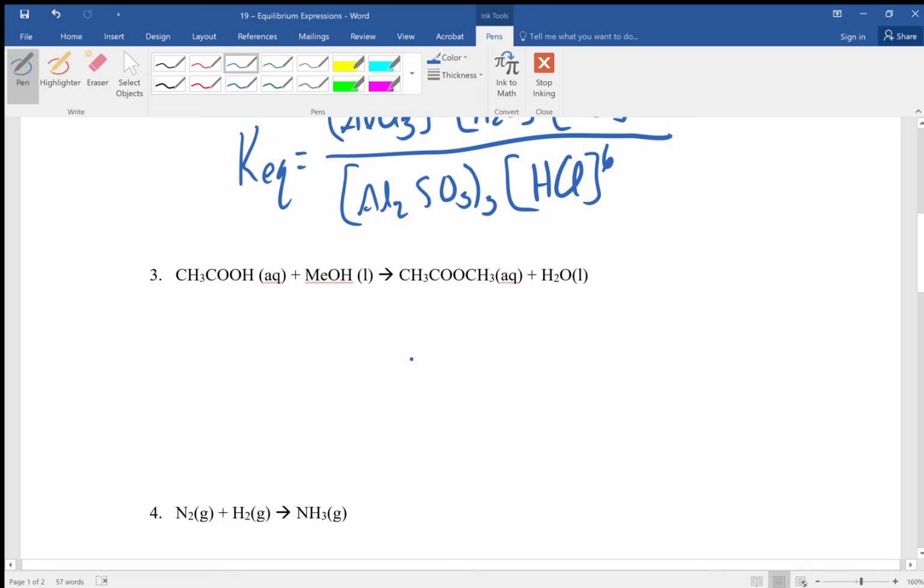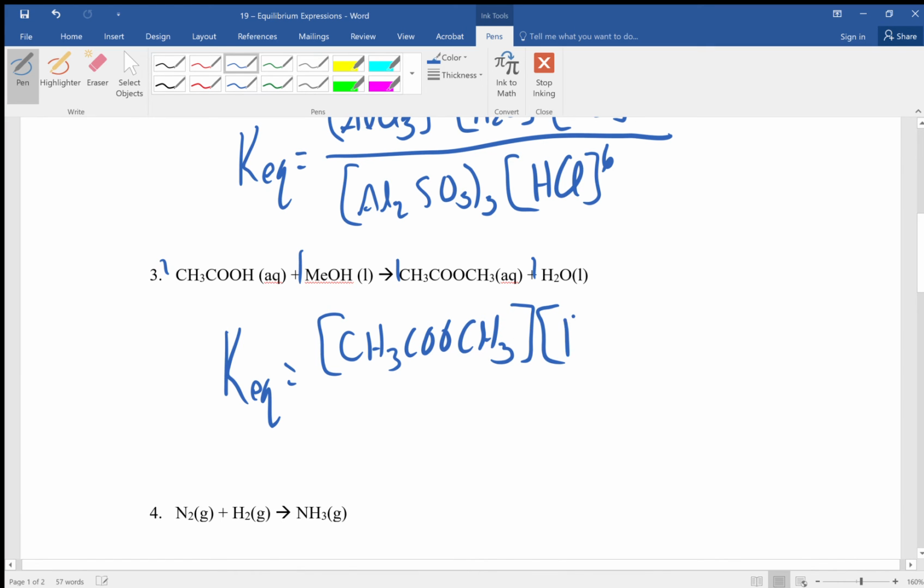Part C, this one doesn't look balanced, but it turns out it already is. These just balance it. 1, 1, 1, and 1, which ends up making the equilibrium expression very easy to write, because it literally just becomes the product of the products over the product of the reactants.